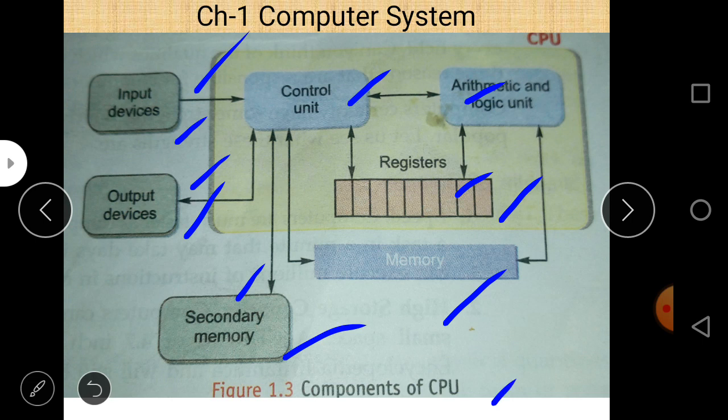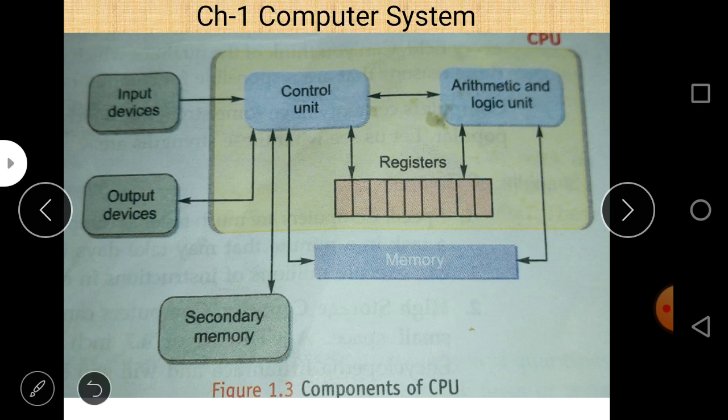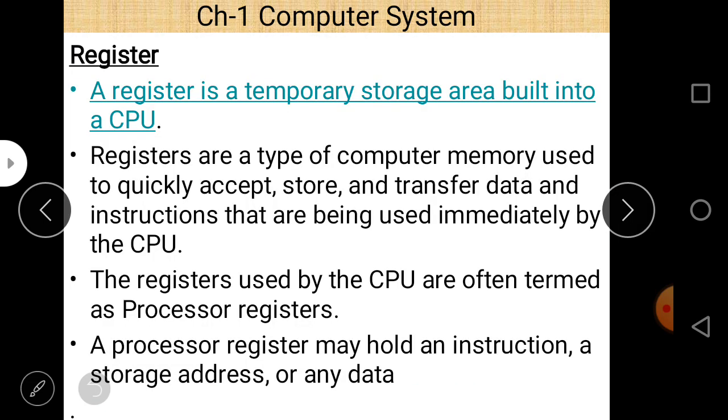So always remember this is the block diagram of a CPU, and it was already explained in our previous lectures, but just revise it and draw the diagram again until it is very clear to all of you. Then register. Register is a part of chapter two, computer hardware, along with the different types of memory.